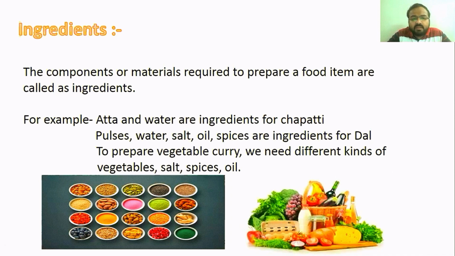Pulses, water, salt, oil, spices are ingredients for dal. In order to prepare dal, we would require pulses, water, salt, oil, spices. To prepare vegetable curry, we need different kinds of vegetables, salt, spices, oil. So these are all ingredients for vegetable curry. I hope you must have understood what are ingredients.